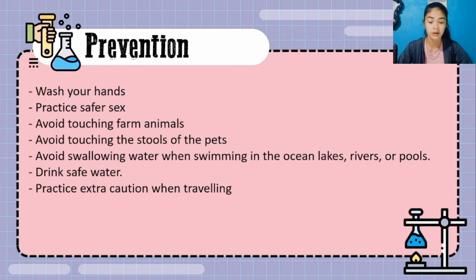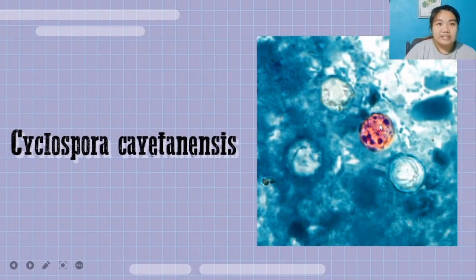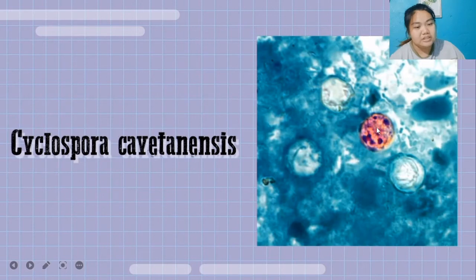So good day, I'm going to talk about Cyclospora cayetanensis. So here in the picture, it shows the C. cayetanensis parasite. It is round, measures about 8 to 10 micrometers, and has no internal structures visible, and it may have a wrinkled appearance.